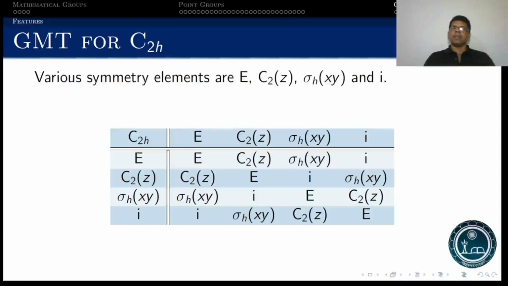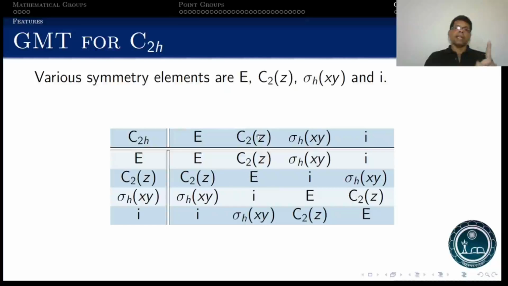4 column labels, 4 row labels. Along the diagonal there will be identity element. See, you analyze each combination. For example, C2Z multiplied by this C2Z. That will be identity element.